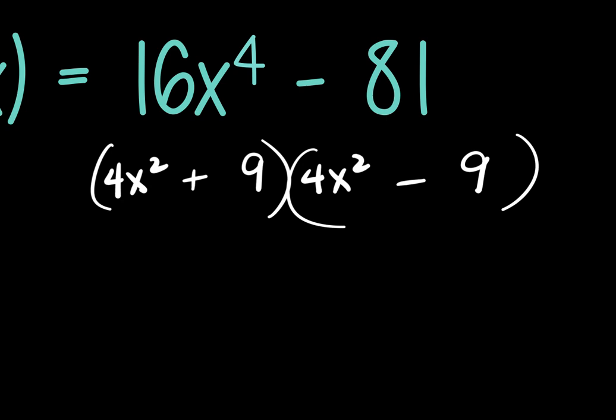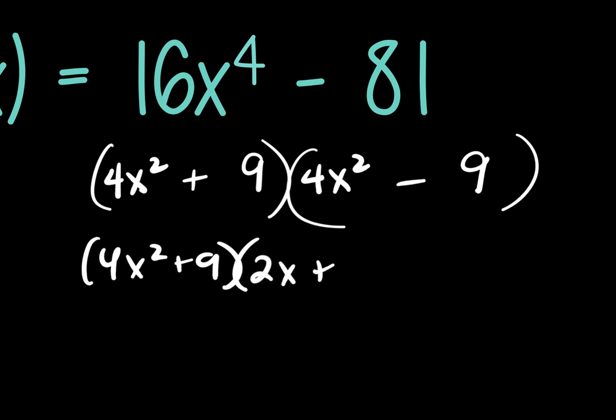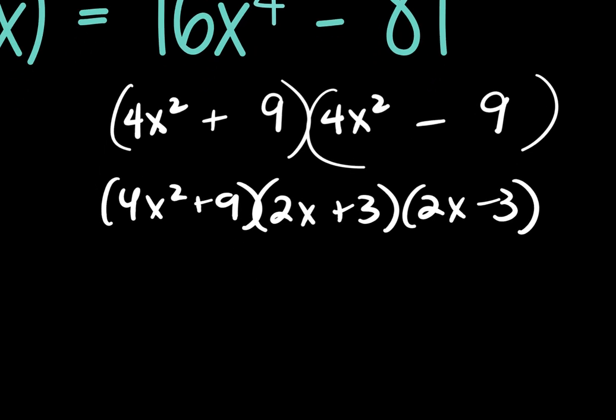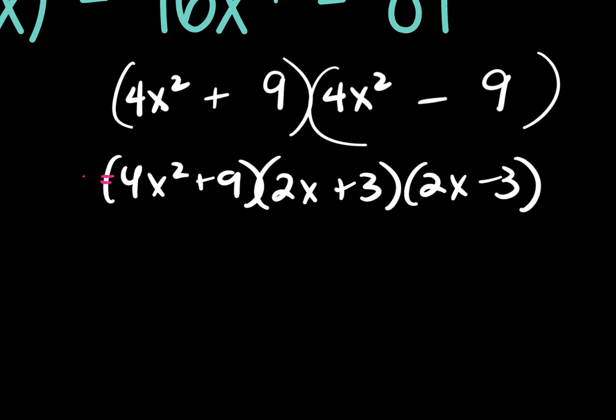Can I keep factoring? Not the first one, right? The first one is now the sum of two squares. I can't factor that. But the second one, I can. This is another difference of two squares. So this would be 2x plus 3 and 2x minus 3. Now I'm going to split and solve them.